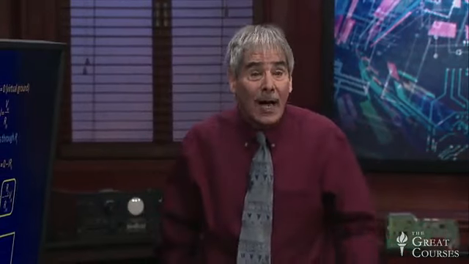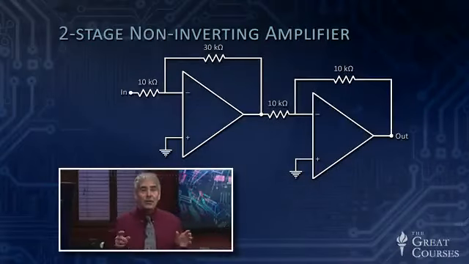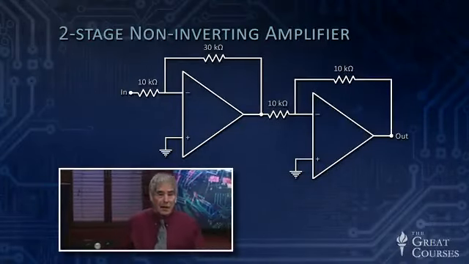The other problem with the inverting amplifier, which might be a problem in some applications, is that it's an inverting amplifier, and you might not want it to invert. Well, how do you solve that problem? You solve that problem by adding another stage of inversion. Two negatives make a positive. And so let's look at a very simple circuit that does that. Here I have a 2-stage non-inverting amplifier.